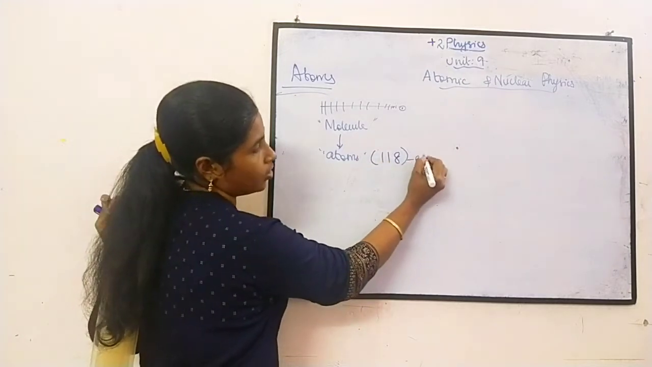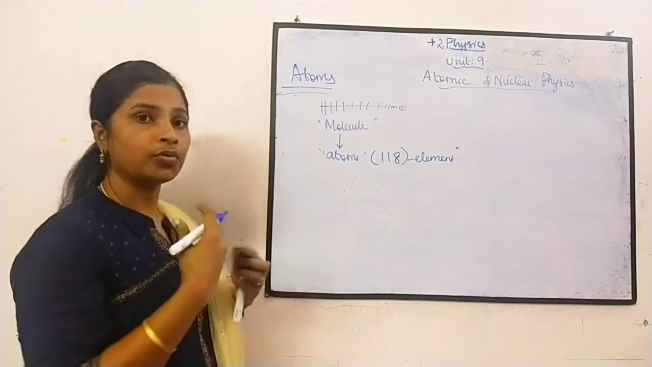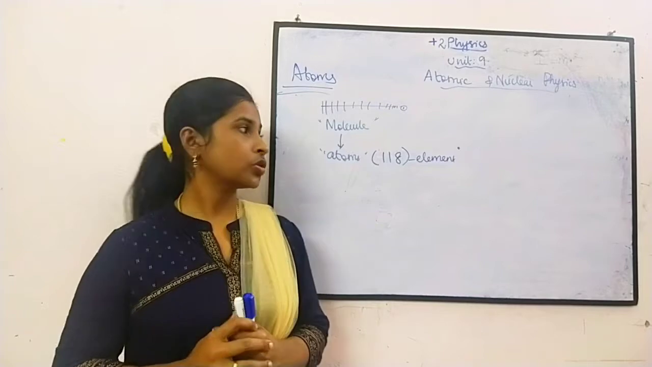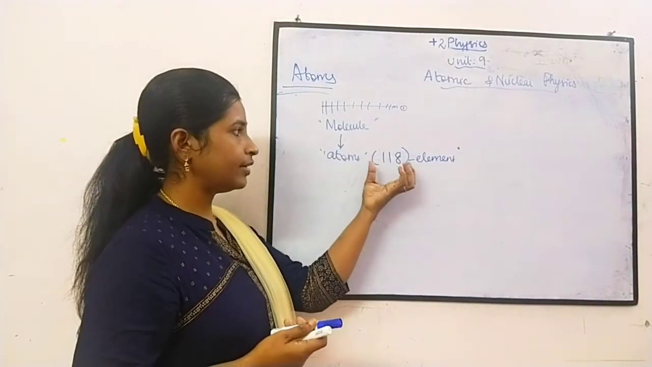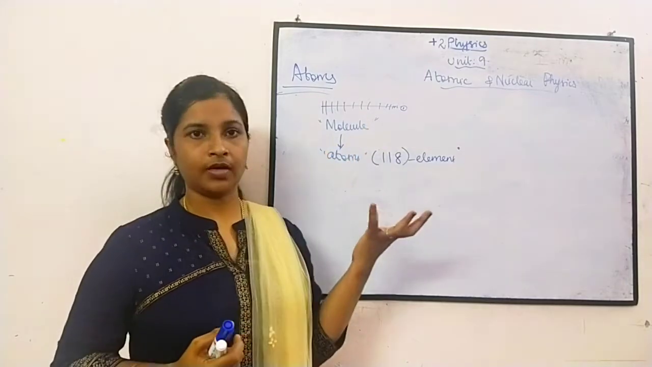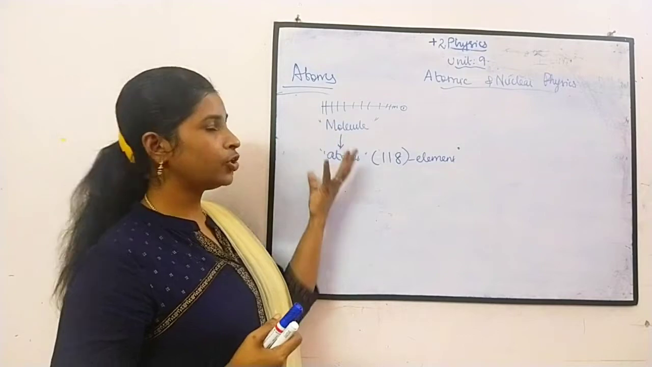So these are called elements. We have studied that there are 118 different elements. They combine to produce molecules. They found out that there are 118 different elements, and they are combined to produce molecules.